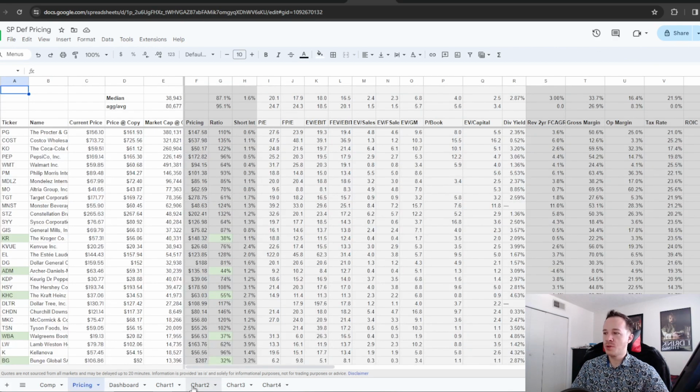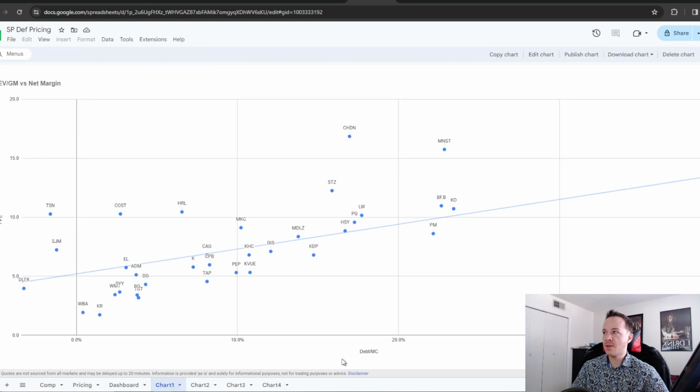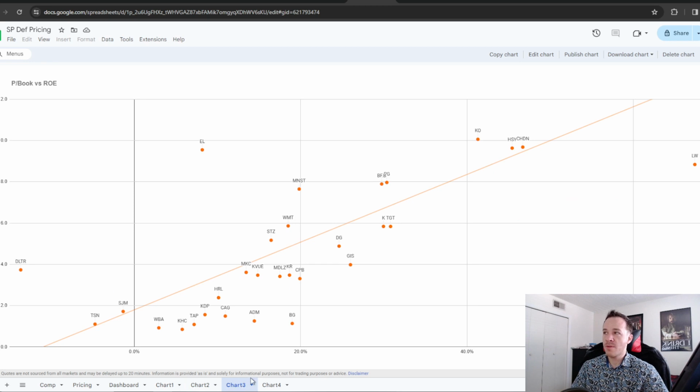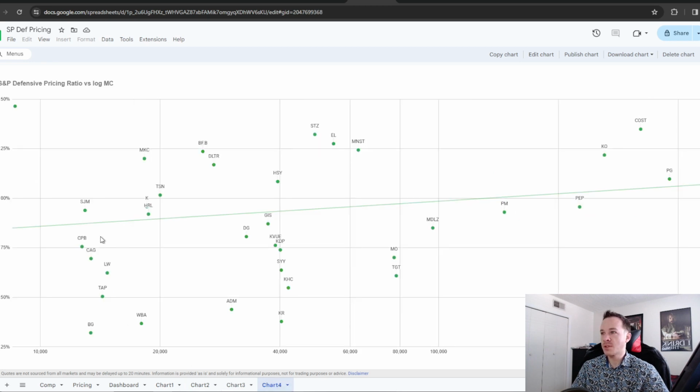Then coming over to the consumer defensive sector, we have EV to gross margins versus net margins. Interesting that this one diverges from some of the popular metrics that we saw for the other sectors so far. Then we also have EV to forward sales versus gross margins on this one. Then we have price to book versus return on equity. Then the all-in graph for this one as well.